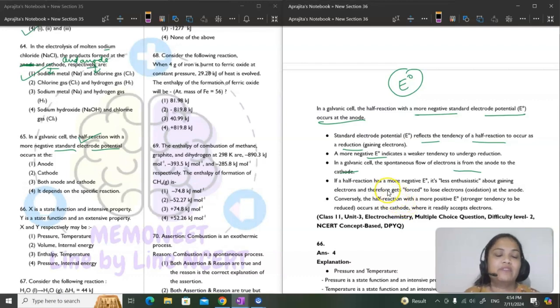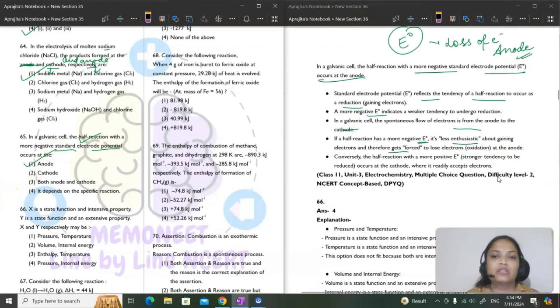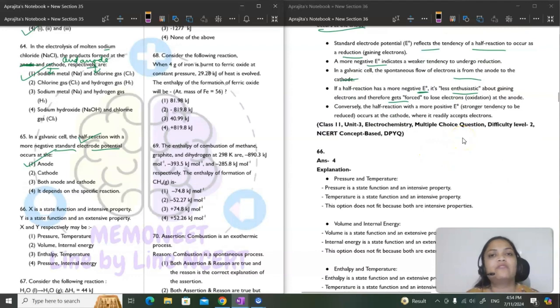See, that's what we have explained to you here, that if a reaction has more negative E naught value, it means it is less enthusiastic about gaining electrons. So it gets forced to lose electrons, and loss of electrons will be happening at the anode. So if E naught value is a negative value, it will be happening at the anode. The answer is option 1. Okay. If you have more positive value, they can ask you about positive also.